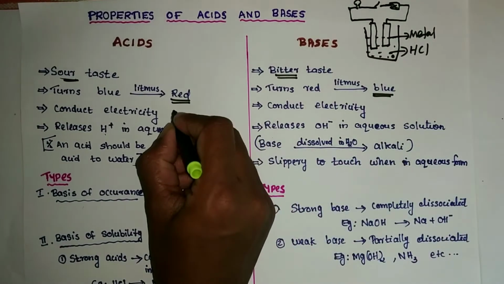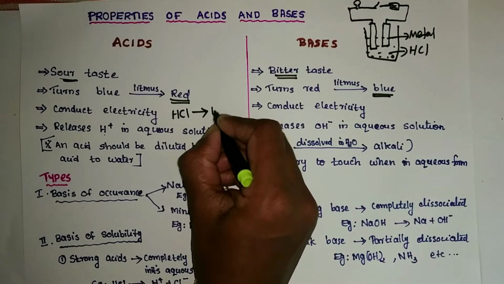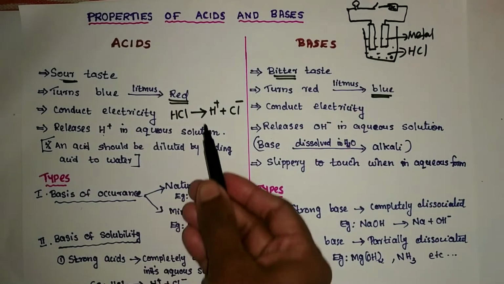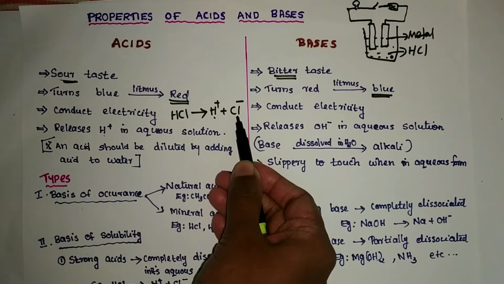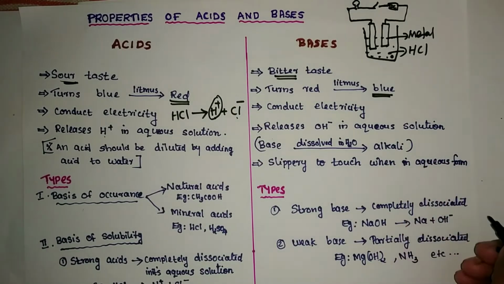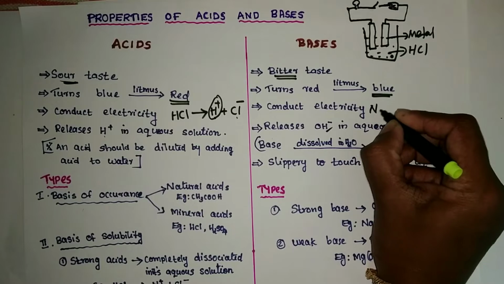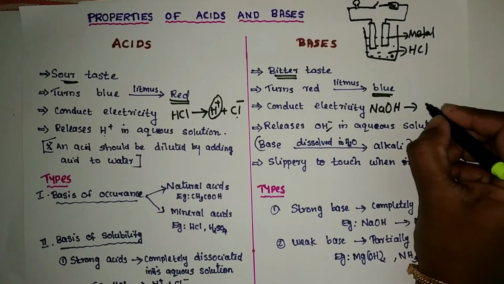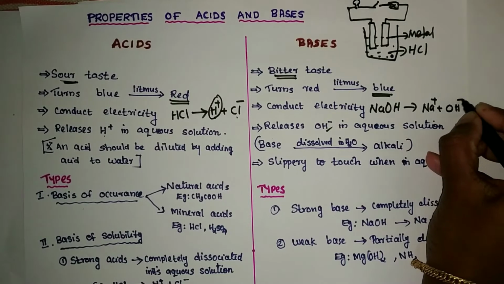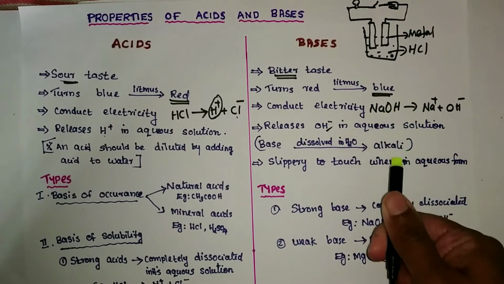For example, we all know HCl, hydrochloric acid. When it reacts with water, it produces H+ and Cl-, which dissociate and form hydrogen ions and chloride ions. So those which release hydrogen ions, we call acids. While reacting with water or any aqueous solution, if they release OH-, we call them bases. For example, NaOH: when it reacts with water, it forms Na+ and OH-. Those bases which are dissolved in water, we call alkali.